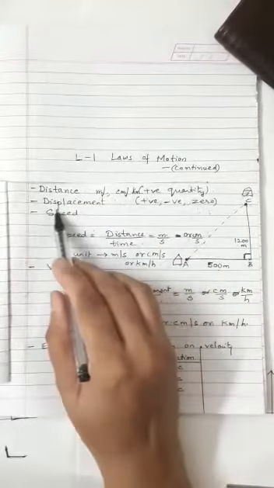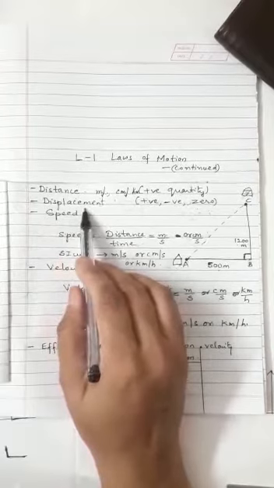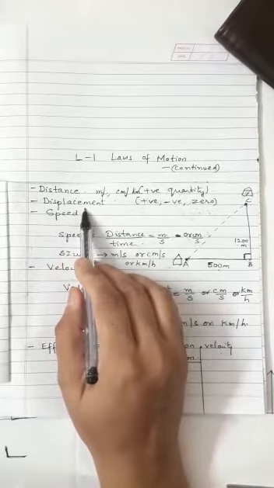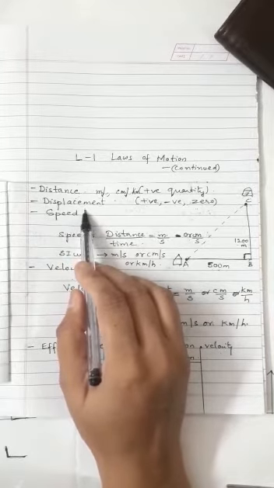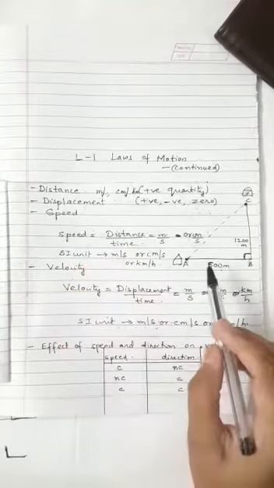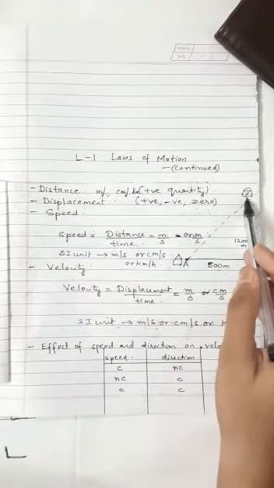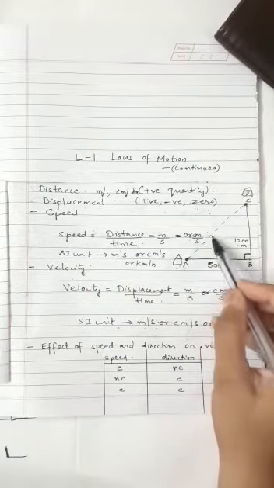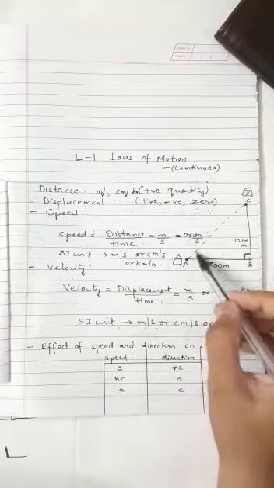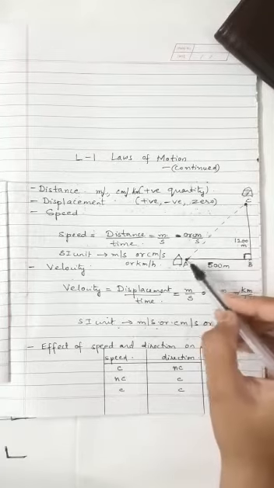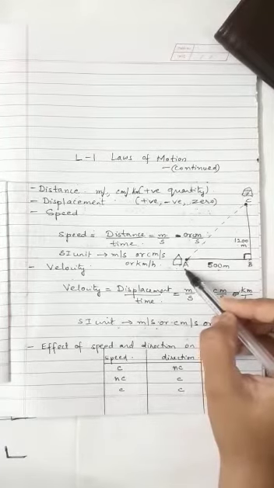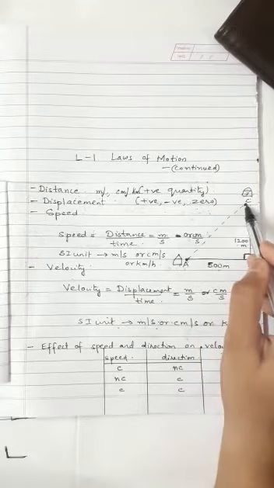Now, let us move to the next quantity, displacement. What is displacement? Displacement is the minimum distance between the starting and the finishing point. When I want to go from my house and reach my friend's house, you can see I have joined the points A and C, and this gives me the minimum distance to travel from the starting point A to reach the final point C.